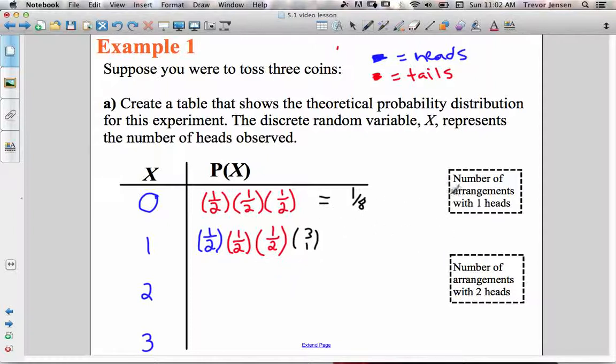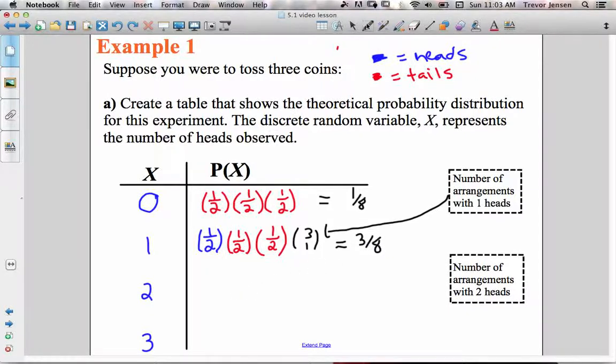That's what, so I'll draw an arrow from here, that's what this explanation is saying. Number of arrangements with one of them being heads. How many ways of my 3 spots could I choose one of them to be heads? And 3 choose 1 has a value of 3, so essentially I'm multiplying this by 3 because there are 3 ways that one of the 3 spots could be heads. So 1 over 2 times 1 over 2 times 1 over 2 times 3 is now 3 over 8.